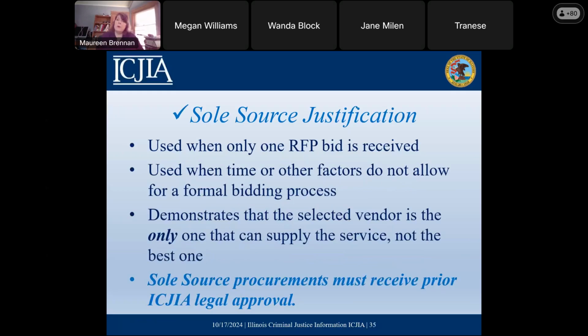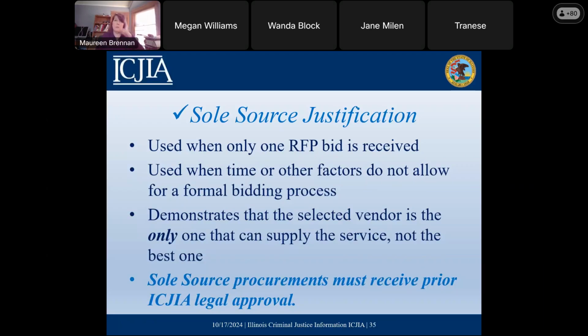There are times when we have a vendor that is the only source that can supply a service. And the sole source justification is not saying that the vendor that's selected is the best vendor. It's saying that it's the only vendor that can supply the service.